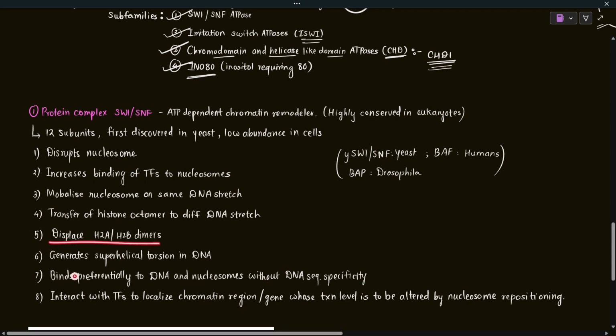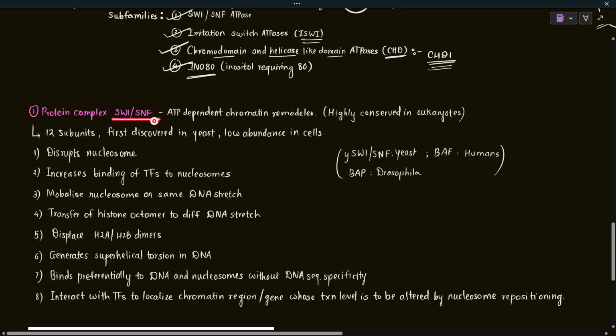It can displace the H2A, H2B dimers. Again, the DNA histone interaction is disrupted non-covalently. Then it can generate super helical torsion in DNA. It can bind preferentially to DNA and nucleosomes without DNA sequence specificity. This is a very important fact, that it can bind to the nucleosomes without DNA sequence specificity. It can interact with transcription factors to localize the chromatin region whose transcription level is to be altered by nucleosome repositioning. So these are all the possible mechanisms that the SWI-SNF complex adopts for changing the chromatin configuration.